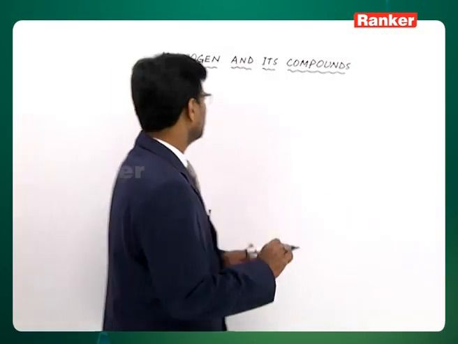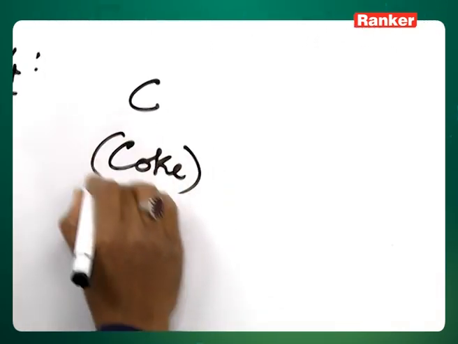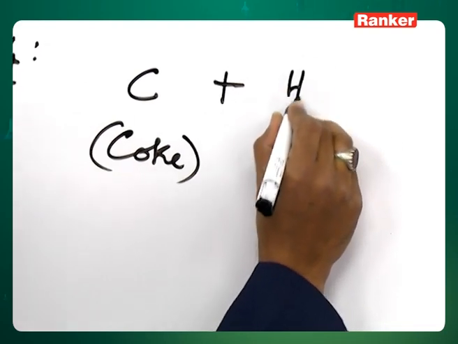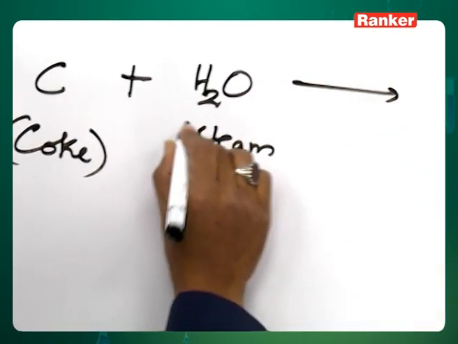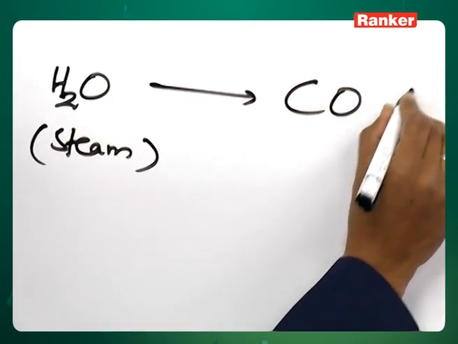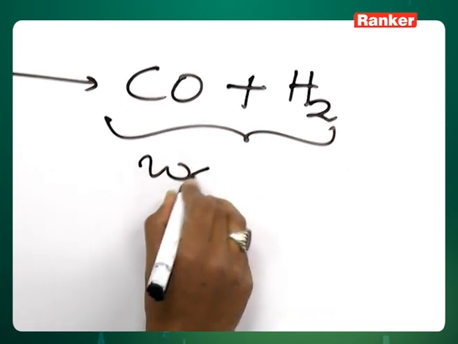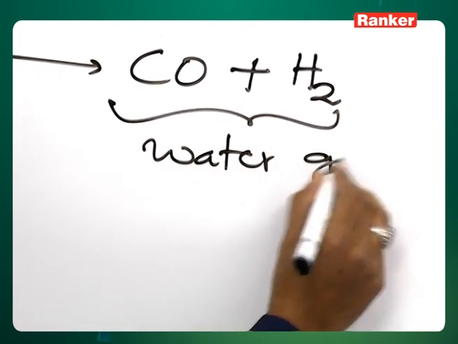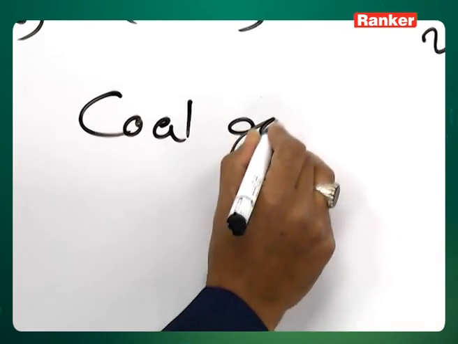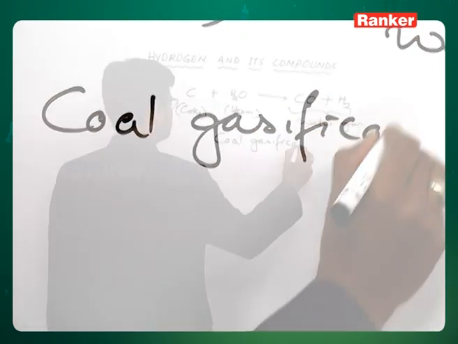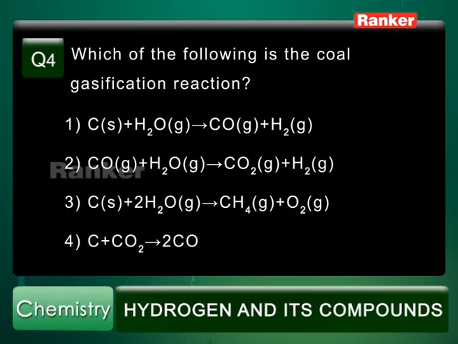Here red hot coke is used and we pass steam. When you pass steam over red hot coke, you get a mixture of carbon monoxide and hydrogen. This mixture is called water gas and the reaction is called as coal gasification. Therefore, correct answer is first option.